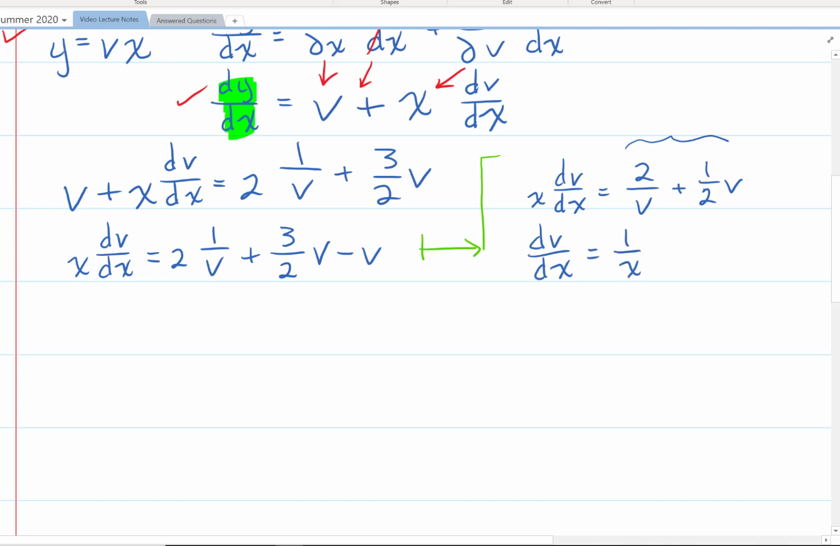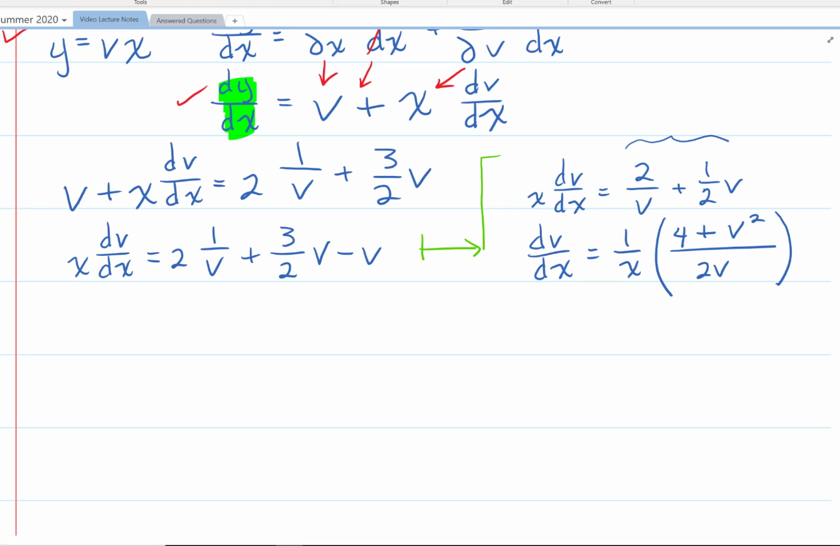So 1 over x times these two combined, we get a common denominator of 2v. So it's going to end up being 4 plus v squared over 2v. Okay, so there's the differential equation in the form we're used to, where we've got the derivative on one side, everything else on the other side.